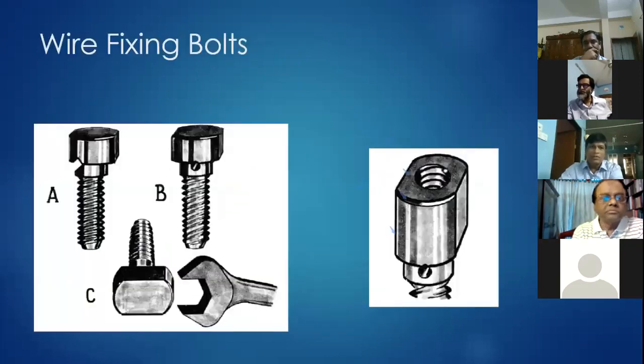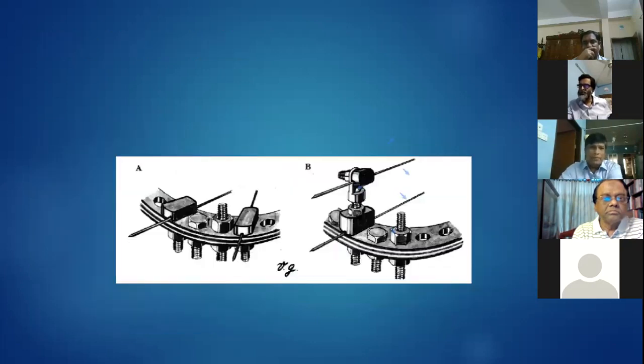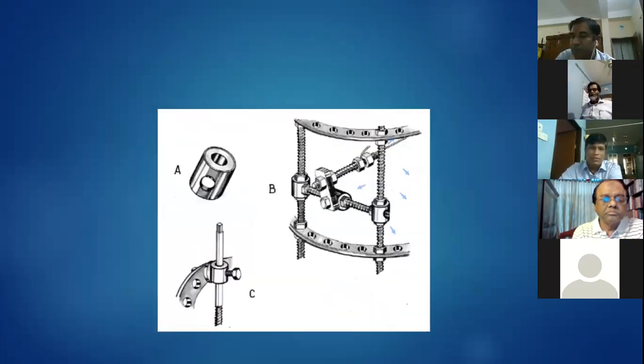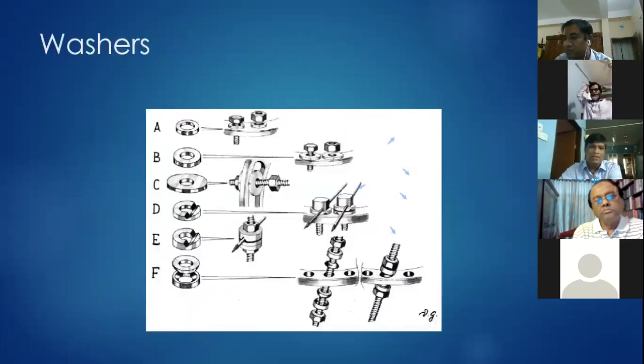And wire fixation bolts, I earlier mentioned that there may be centrally held or cannulated and serrated or threaded sockets and bushings. These are also helpful. These are usually used to connect the different rods. This is a bushing, and there are various types of washers and their uses shown in the figure.